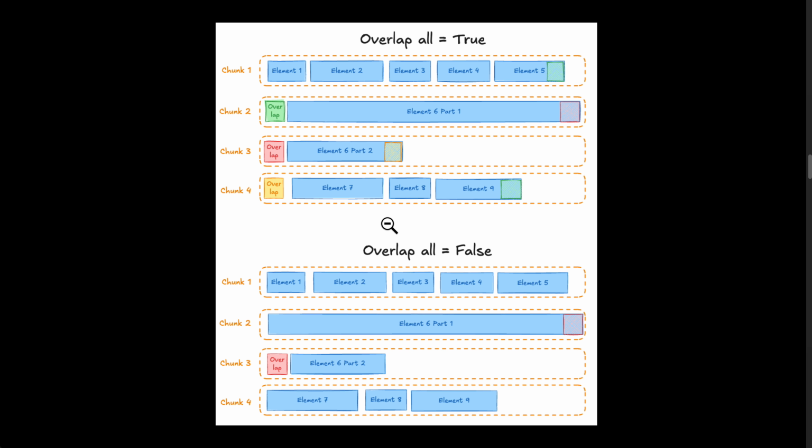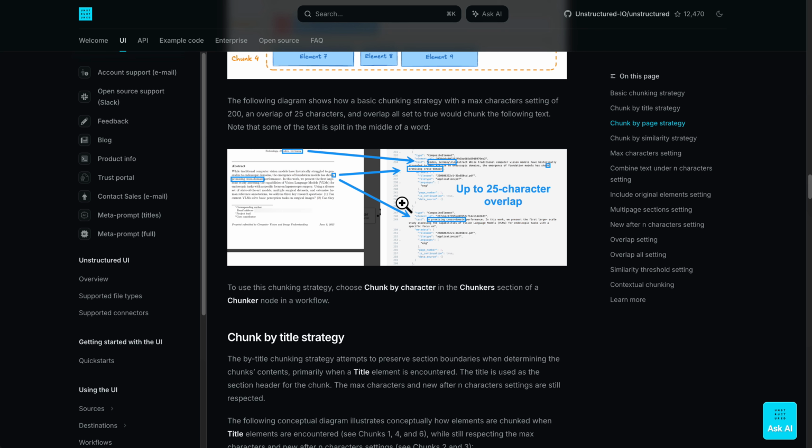chunk 4. Now, this is not the default. The default is overlap all equals false. And what that means is if we have to split an element into 2 chunks, then and only then will we apply the overlap. So as you can see in chunk 2 at the bottom and chunk 3 where element 6 is broken into parts 1 and 2, the overlap at the end of part 1 is prepended to the beginning of chunk 3. Let's take a quick look at a picture and see how this happens in action.